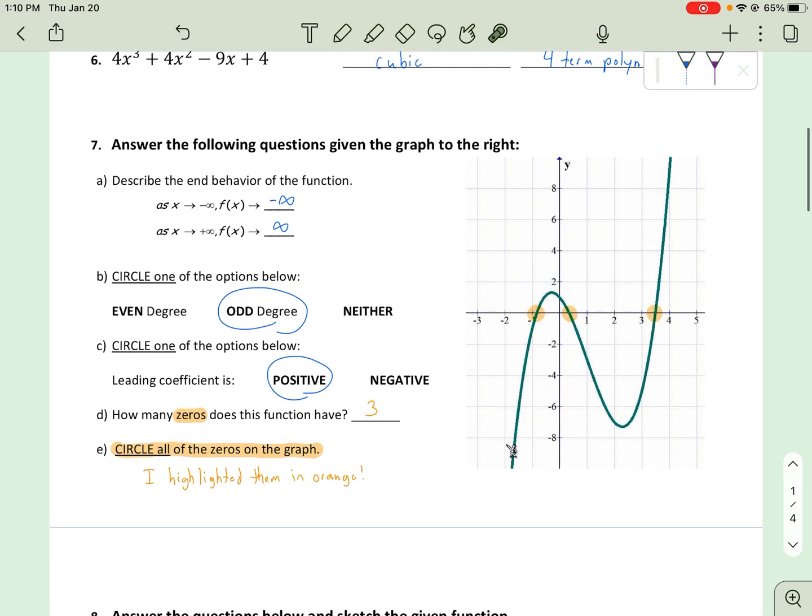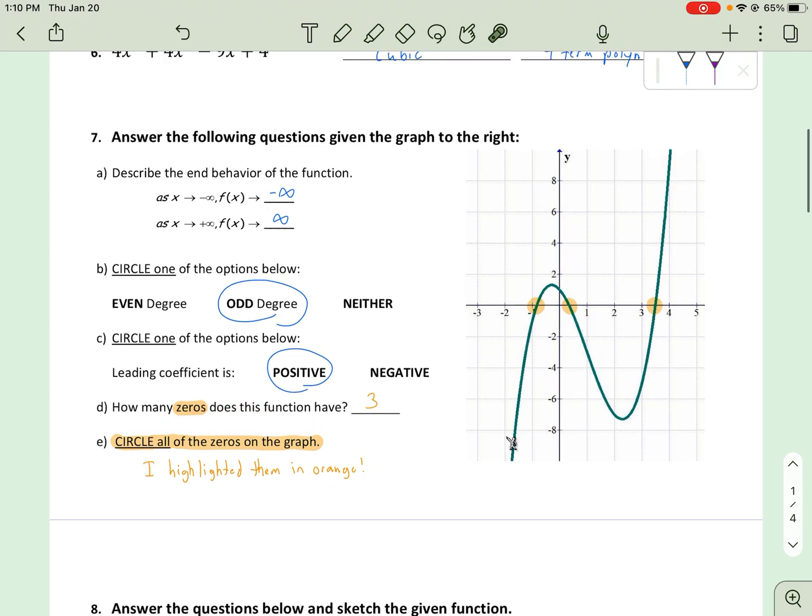Okay? How many zeros does this function have? Well, the zeros are x-intercepts, so I've highlighted them here in orange already. We have 1, 2, 3 zeros, or 3 x-intercepts. And then I already highlighted them in orange. It says circle, I highlighted.